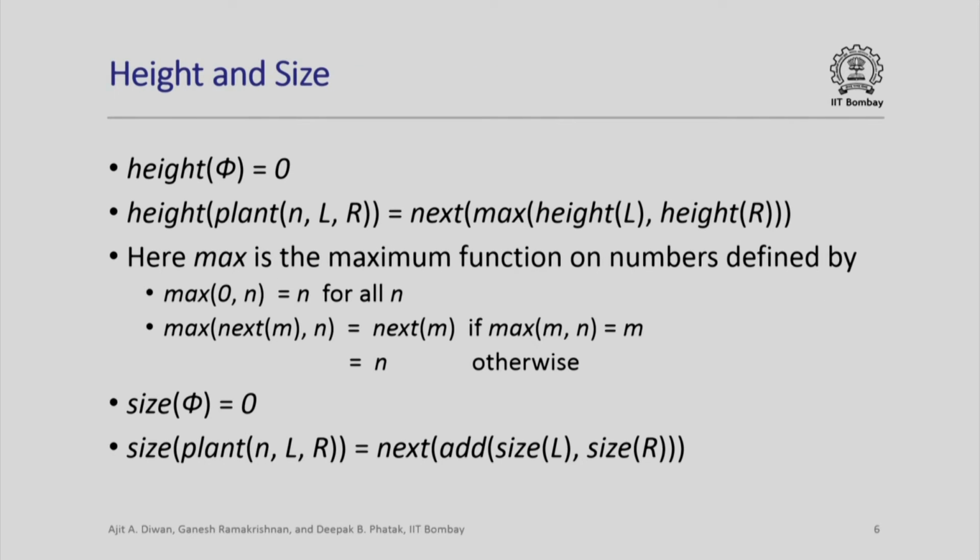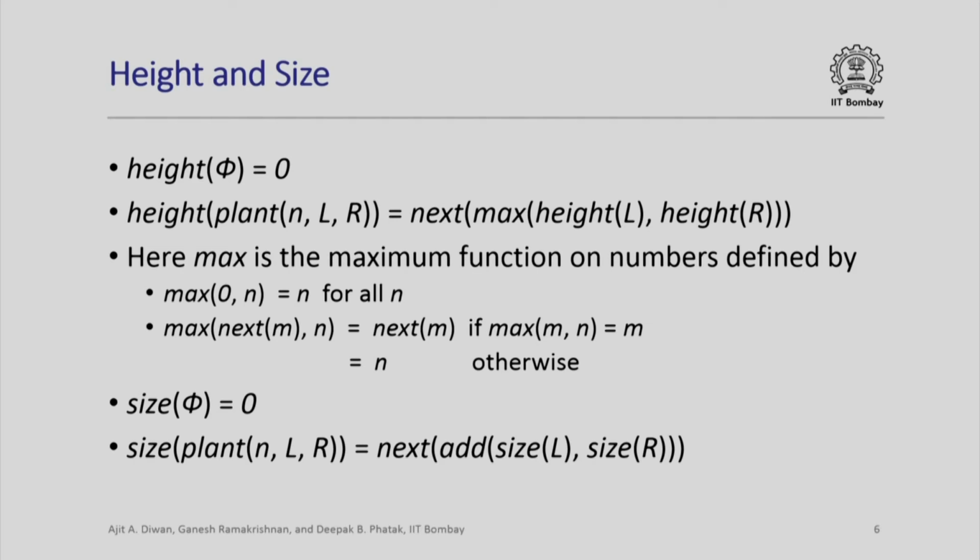So, height of a binary tree: the height of the empty tree is defined to be 0, and the height of a tree obtained by planting L and R at a node N is defined to be 1 plus, and 1 plus is essentially the next operation of numbers, the maximum of the height of L and the height of R. So, we have defined the height for the tree L, we have defined the height for the tree R, we take the maximum of their heights and take the next of that, that is 1 plus that, is the height of the tree obtained by planting L and R at N.